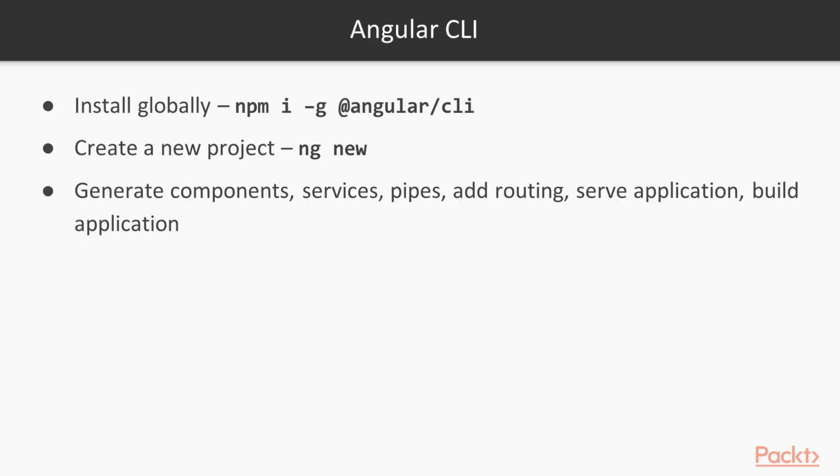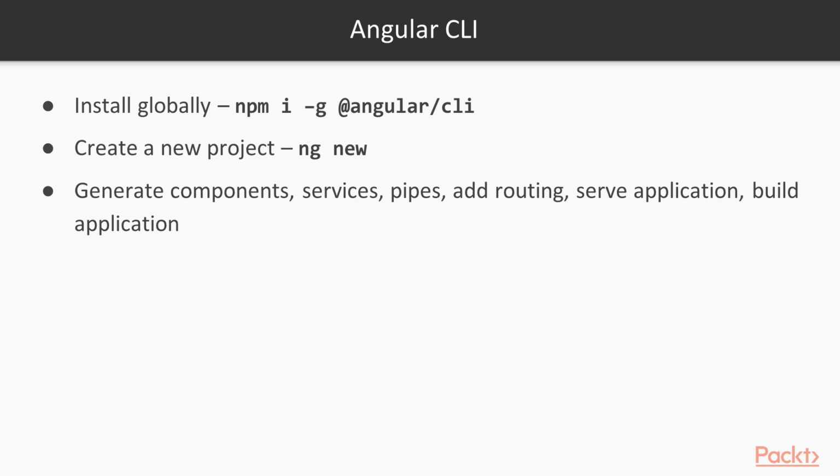The Angular CLI is a really convenient tool that we can use when working with Angular applications. It's not only able to create new projects, which are really just applications for us, but it also allows us to add components, services, pipes, routing to the application, and it also allows us to serve applications and build them. In order to get started with the CLI, we need to install it from npm via npm i -g @angular/cli, making sure that is installed globally.